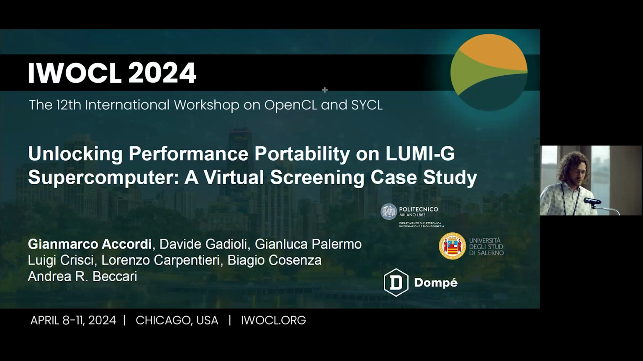And during the presentation, I will say we, because I'm speaking on behalf of a joint effort, multiple teams from Politecnico di Milano, Università degli Studi di Salerno, which are two universities in Italy, and also from the point of view of a pharmaceutical company, which is Dompé Farmaceutici.